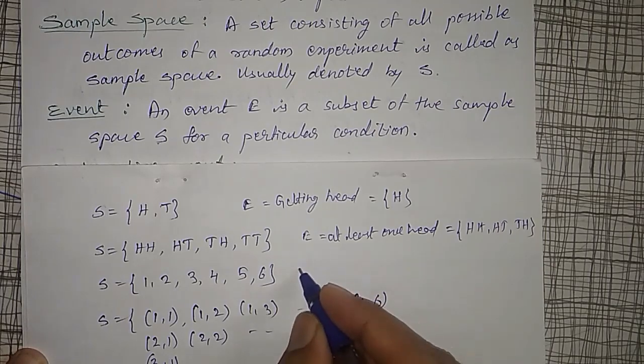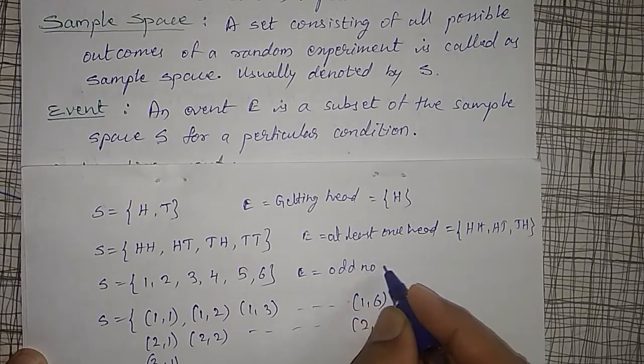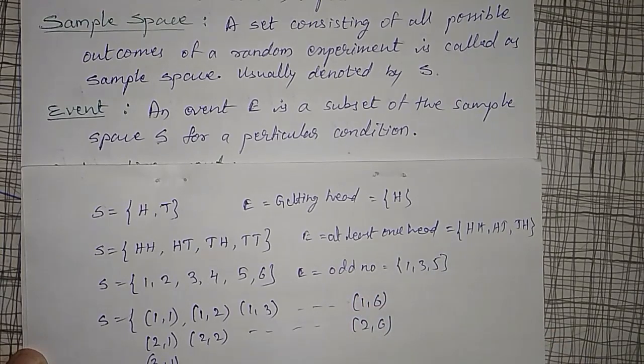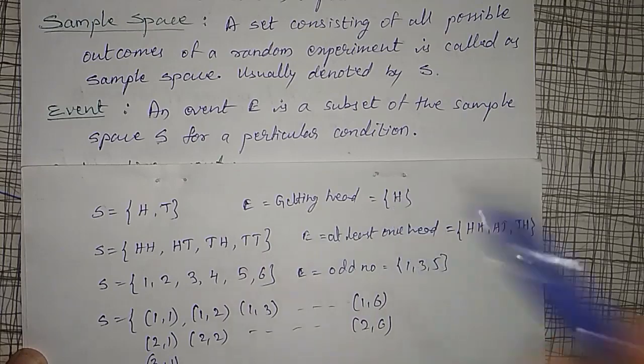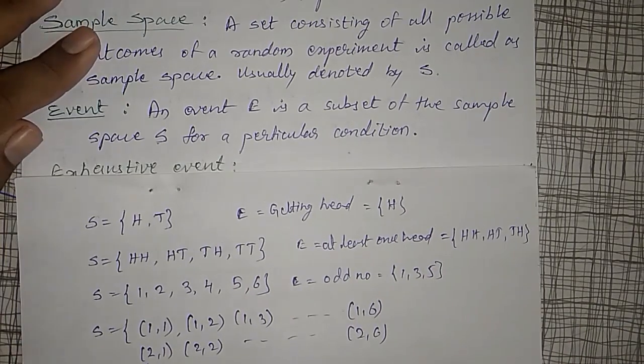Or for the die, in this event I will make it an odd number, that is 1, 3, 5. Or I may make it less than 2, any condition you can make. That is nothing but your particular event. The number of possible happenings of a particular condition is known as an event.